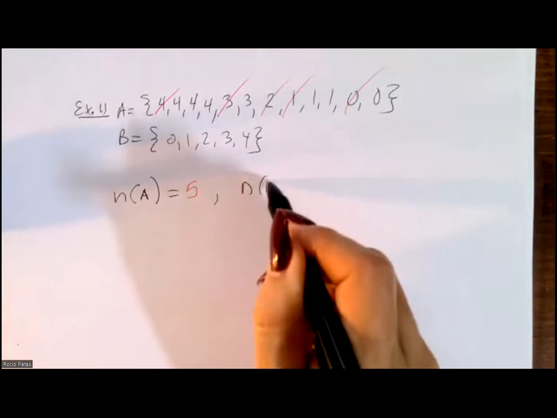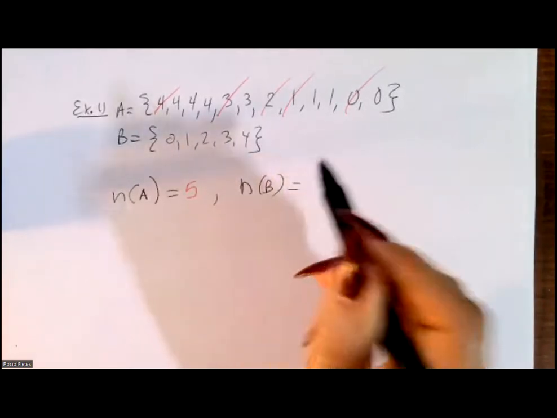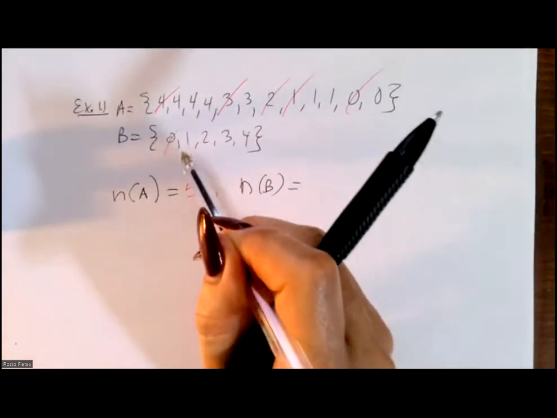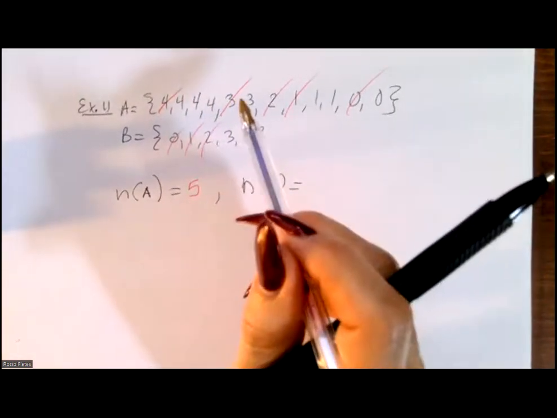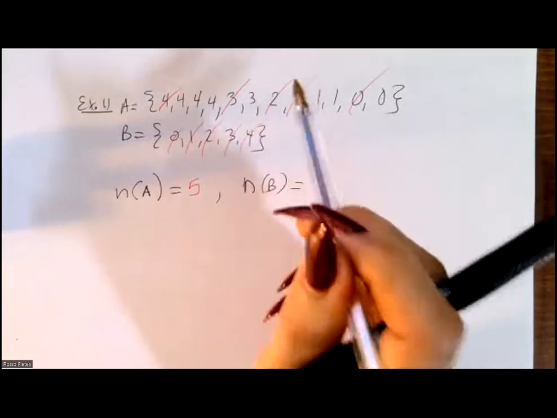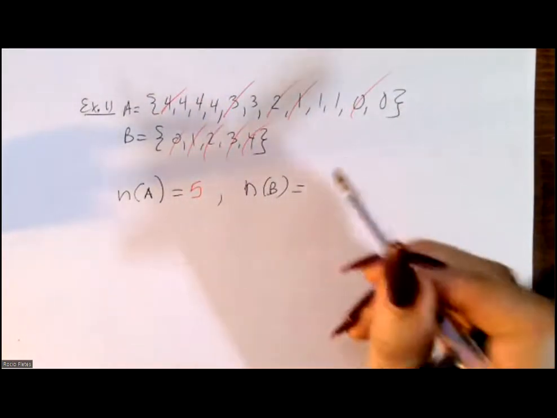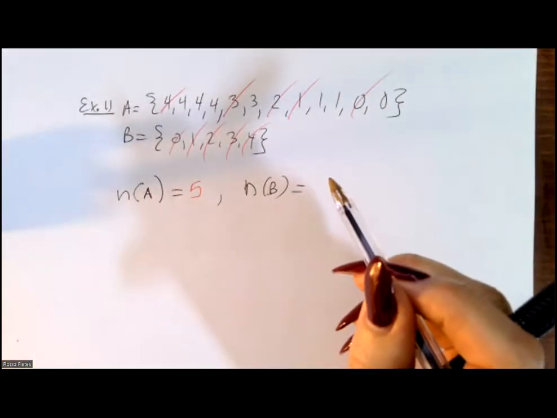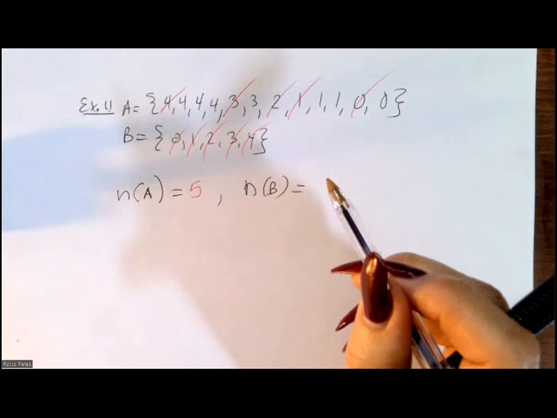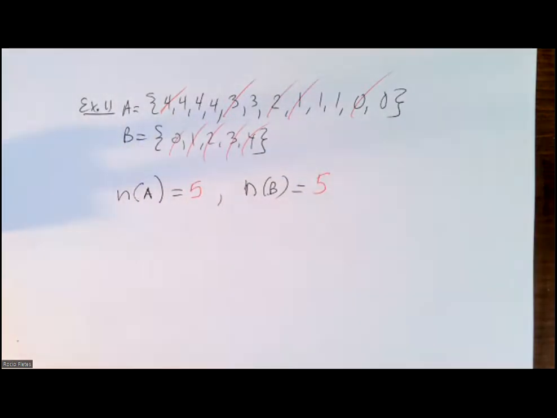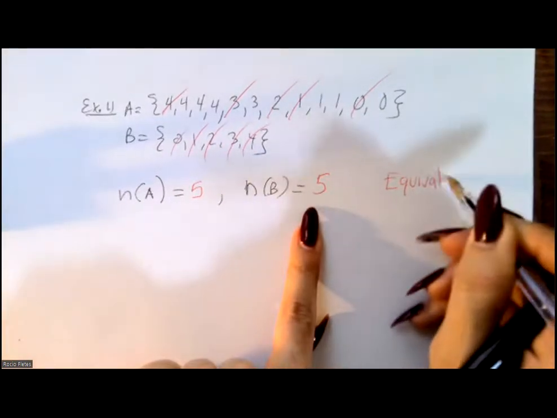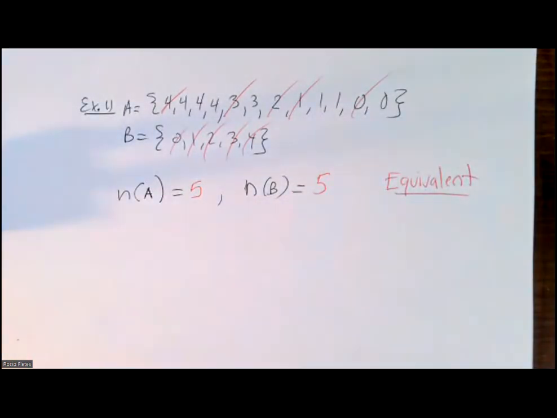You do the same thing with B. Don't do repeats. What is the cardinality of B? Well, 0, that's 1 element. 1 is 2 elements. 2 is 3 elements. 3 is 4, and 4 is 5 elements. So B has 5 different elements. So they're the same cardinality. That means that they are equivalent sets because they have the same cardinality.